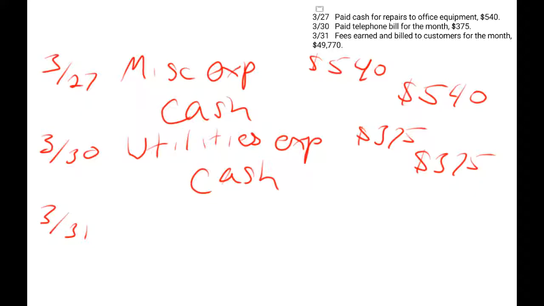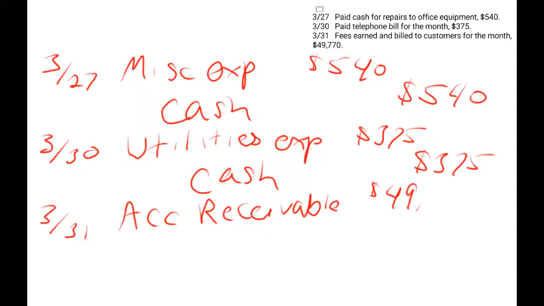On March 31st, fees earned and billed to customers for the month was $49,770. So our accounts receivable will be debited because we haven't actually received the cash yet for the $49,770, and our fees earned would be credited for the $49,770.